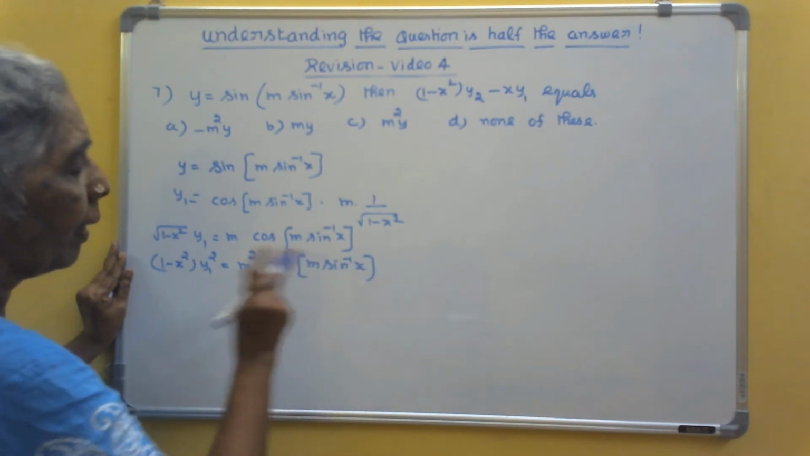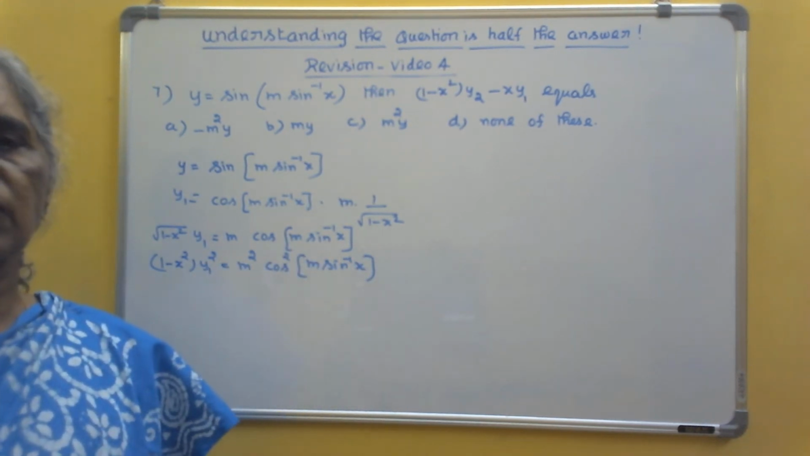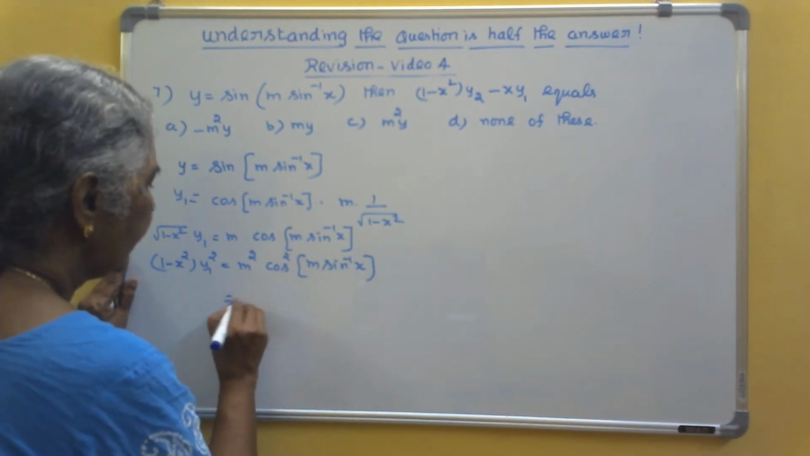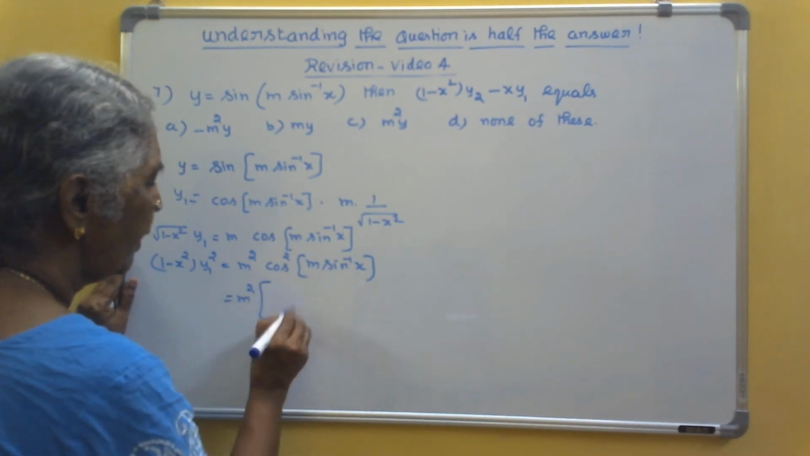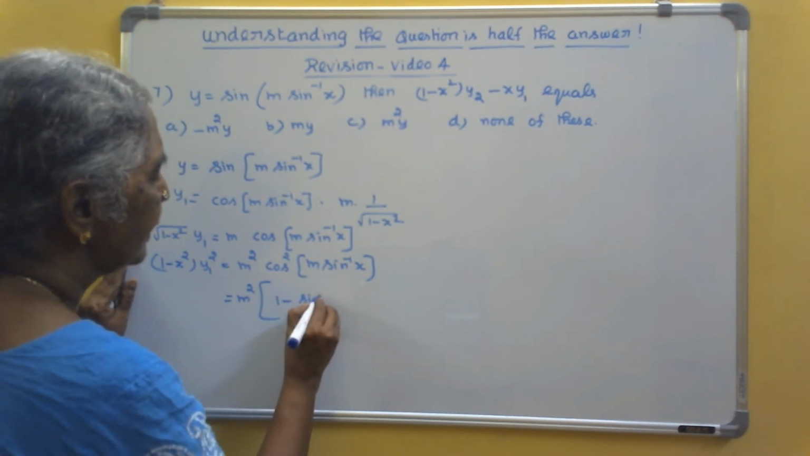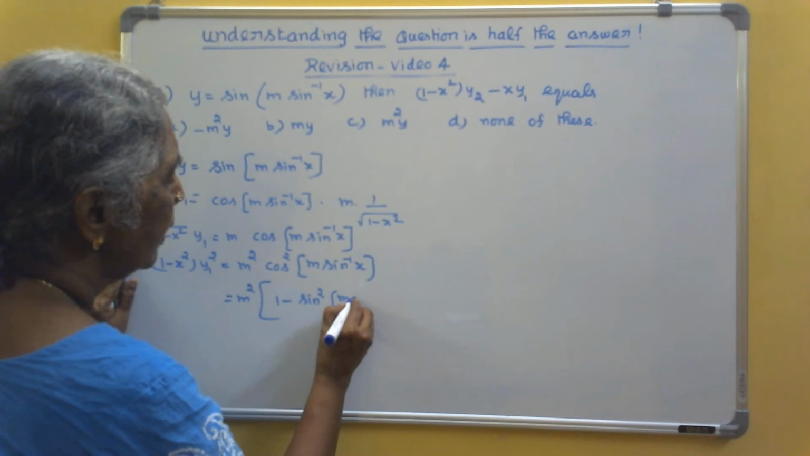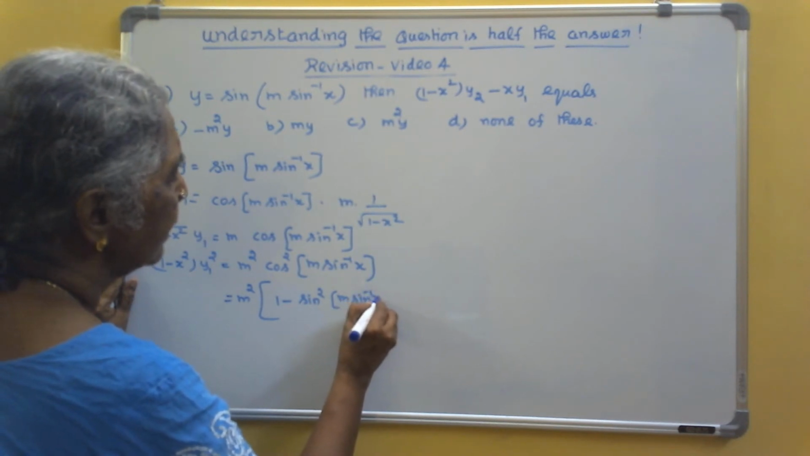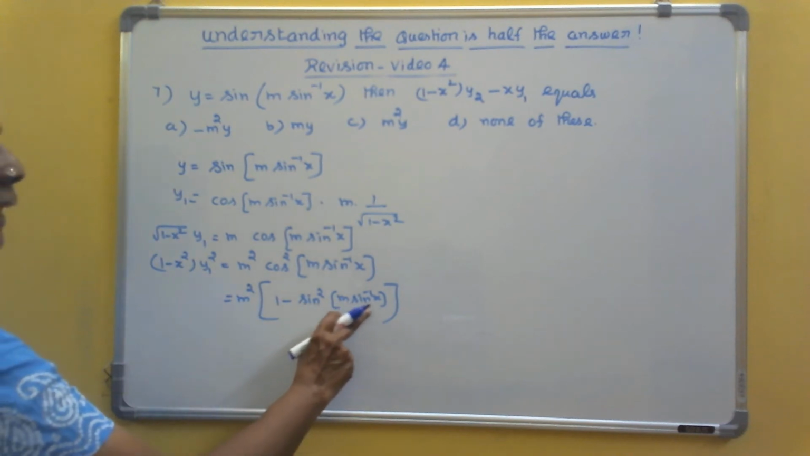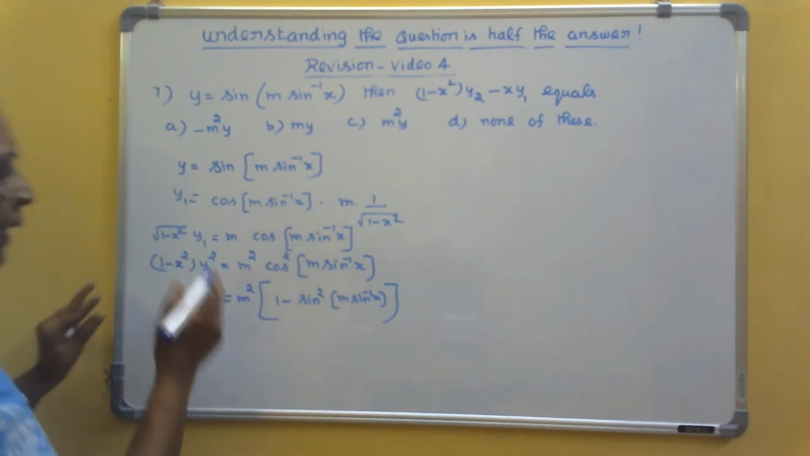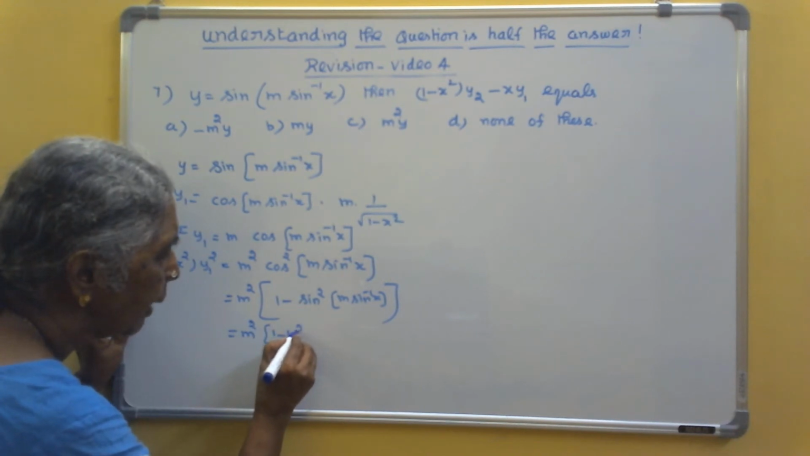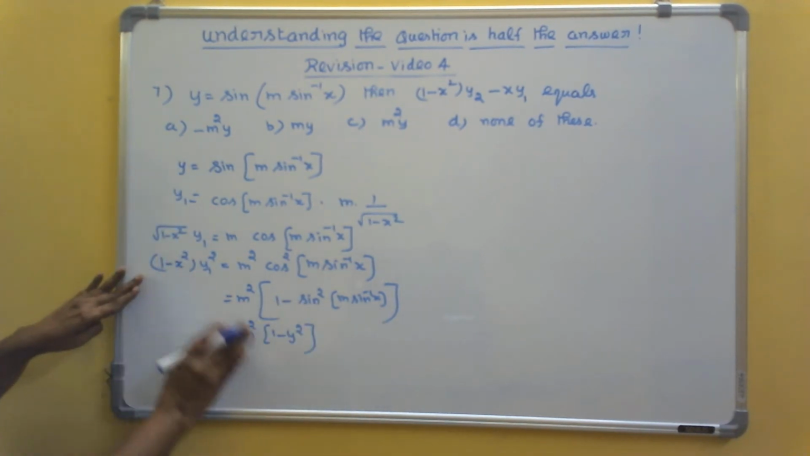The bracket part will not change. Cos of something will become cos squared of something. Now, I can write this as m squared. Cos squared anything can be written as 1 minus sine squared of m sine inverse x, right? You know, sine of m sine inverse x is y. So, I will get m squared into 1 minus y squared. See, it has become simple now.